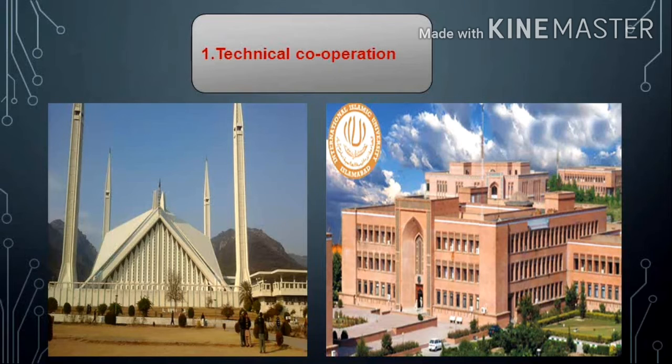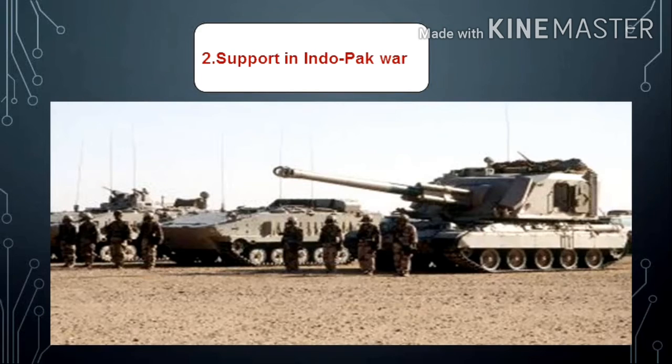Technical cooperation. Pakistan extended technical cooperation to Saudi Arabia and provided valuable services for its defense and the modernization of its army as well. Shah Faisal constructed the Faisal Mosque and the International Islamic University in Islamabad with huge money. Means both countries have mutual cooperation in technical matters as well. Support in Indo-Pak wars: as you know, Pakistan and India had different wars in 1965 and 71, and Saudi Arabia supported Pakistan in 1965 and 71 financially and supported its stand also.